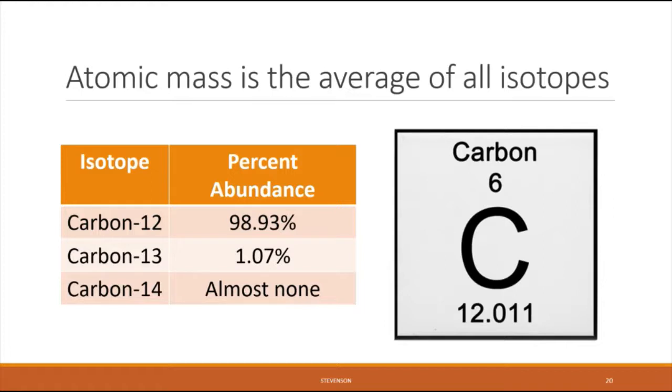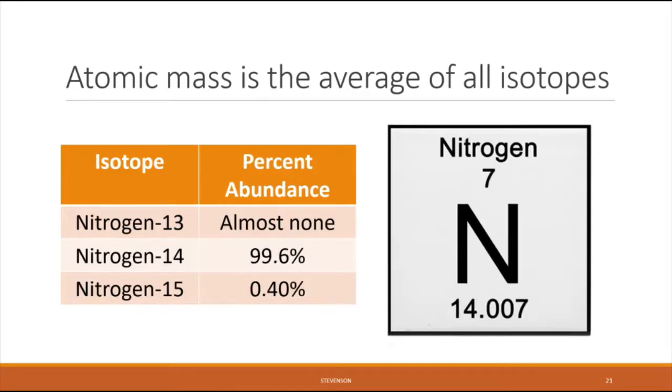This is the case for all elements on the periodic table. If we take a look at nitrogen, for example, we can see that the average atomic mass of nitrogen is 14.007, so just a hair over 14. The percent abundance of the different known isotopes of nitrogen is that 99.6% of known nitrogen has a mass of 14, almost none has a mass of 13, and 0.4% has a mass of 15, which pushes the average just a little bit above 14, and that's what you see on the periodic table.